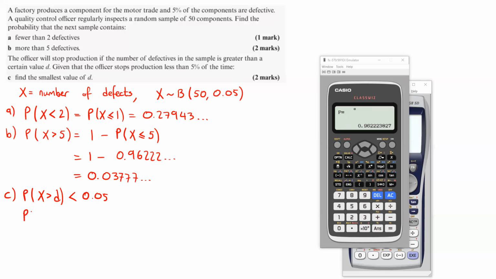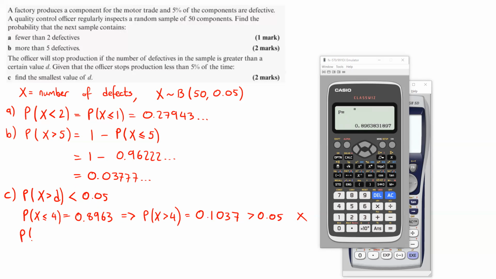So for example, if I put 4 into my calculator and figure out what that gives, I did that a second ago, so I should remember. That gives me 0.8963. Because it's less than or equal to 4 here, the probability of X being bigger than 4 is 1 minus this. So 1 minus 0.8963 is 0.1037 in this case. This is bigger than 0.05. I want to be less than 0.05, so it's not this one.